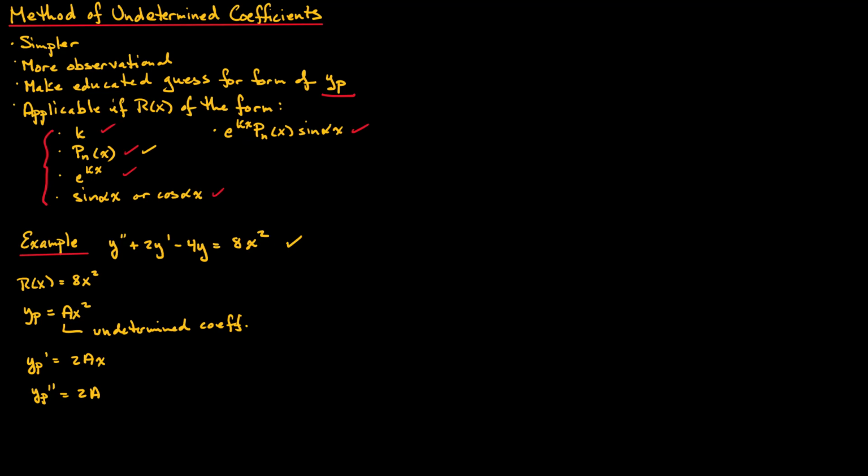Okay, so we substitute it into the ODE, and what do we get? We have the second derivative, 2a, plus 2 times the first derivative, so that will be 4ax, minus 4 times the function itself, so minus 4ax squared, and that will be equal to our non-homogeneous term, 8x squared. And now it's just a matter of solving for our undetermined coefficient.